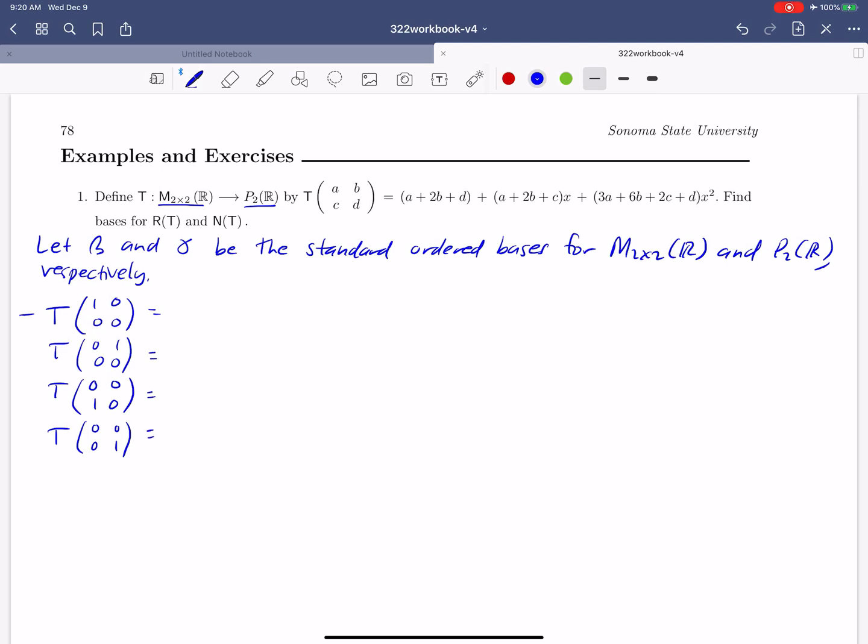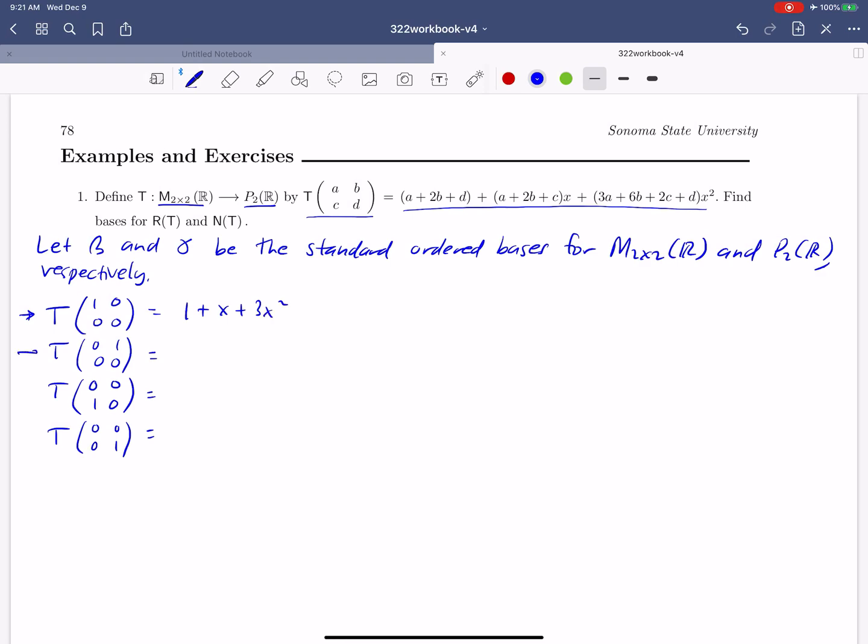Okay, so let's start with the first of these calculations here. So T of 1, 0, 0, 0, we're going to go up and use this formula. Notice that to do that calculation, A is going to be 1, and B, C, and D are all going to be 0. So if we go to our output, substitute in 1 for A, 0 for the other variables, what we'll get out is 1 plus x plus 3x squared.